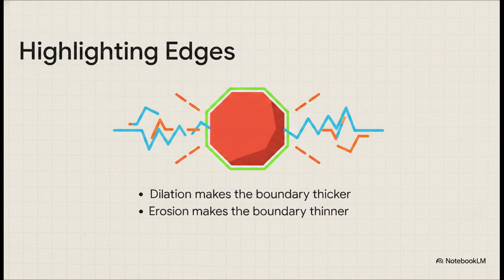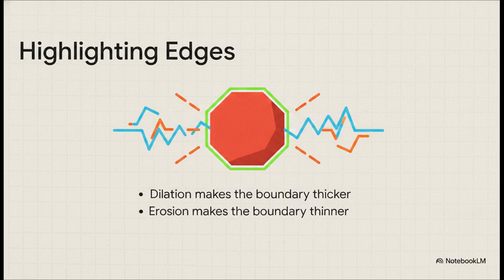Dilation gives you the thick version, and erosion gives you the thin version. When you subtract the thin one from the thick one, this simple math leaves you with only the exact outline. It completely highlights the edges of your object. A great real-life example of this is object detection in self-driving cars. If the computer needs to find the exact edge of a stop sign, the gradient operation draws a perfect, crisp outline right around it.